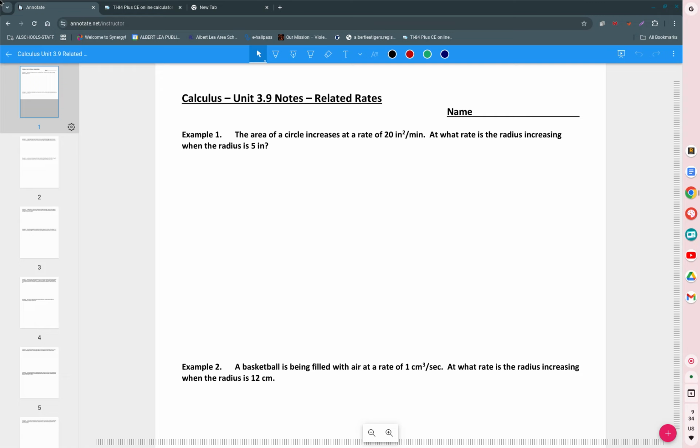The area of a circle increases at a rate of 20 square inches per minute. At what rate is the radius increasing when the radius is 5 inches? And that's what I love about this unit. When you look at it, it's like, what? We can make this problem so simple, so simple.